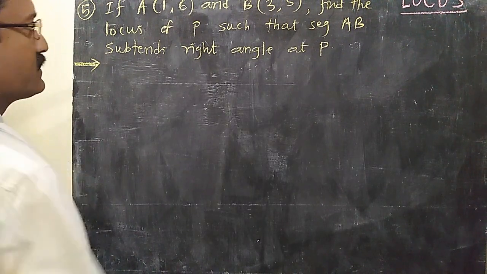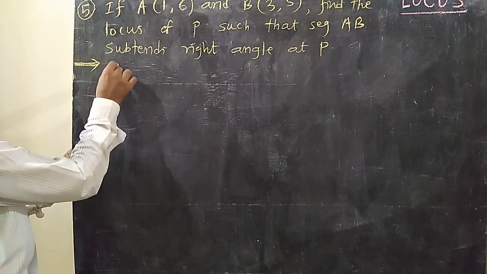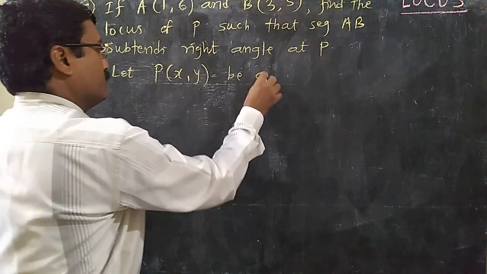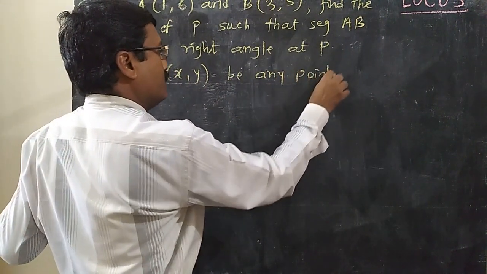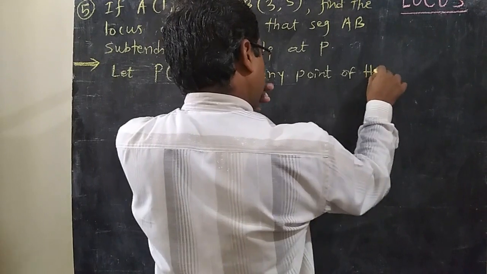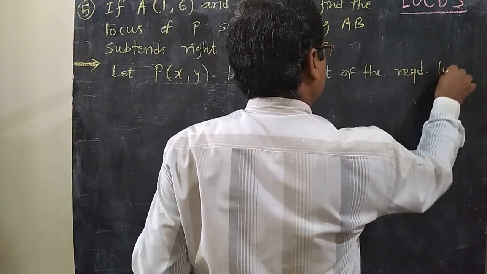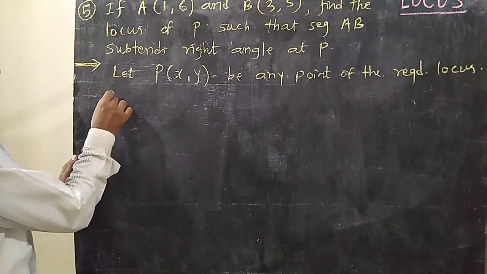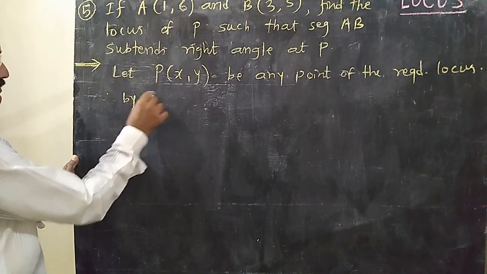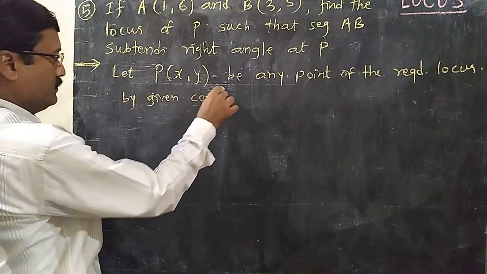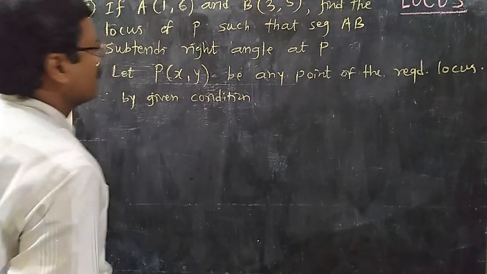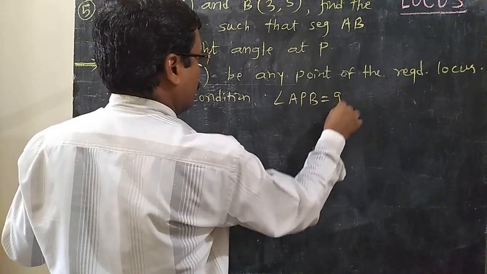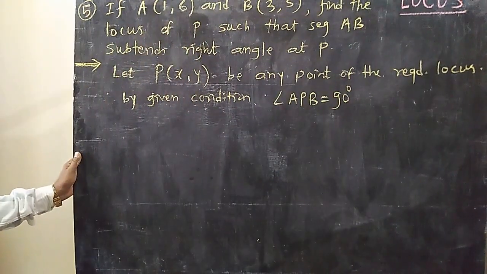Okay, so let us start with the first step. Let P(x, y) be any point of the required locus. Therefore, by the given condition, we can write angle APB is equal to 90 degrees.